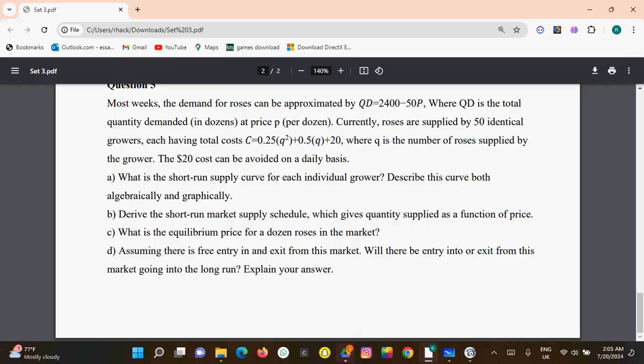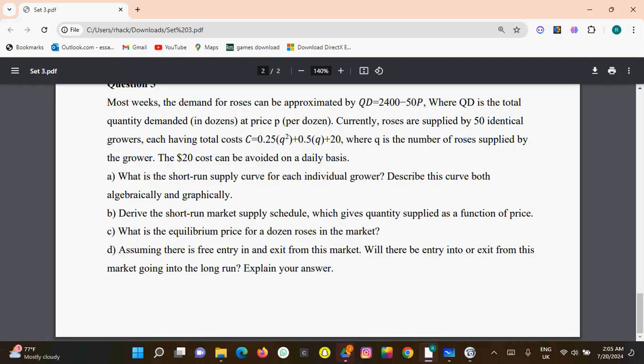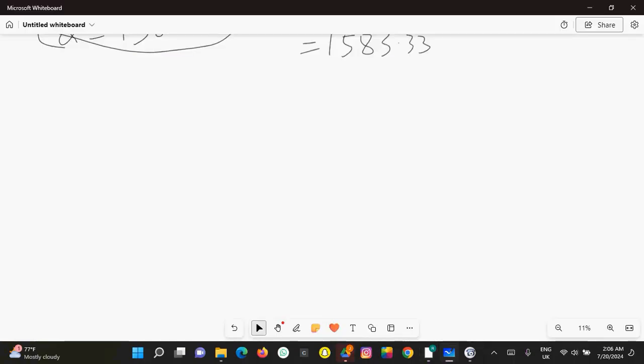So let's solve for the profit for this market, and then we know whether they are making profits or they are making losses. We move on from that.